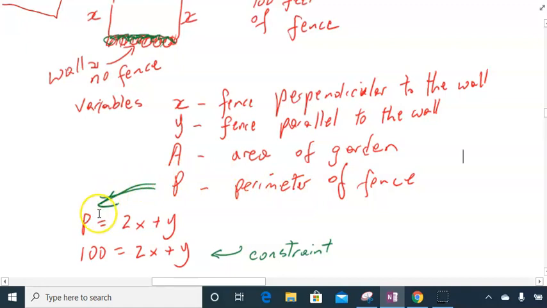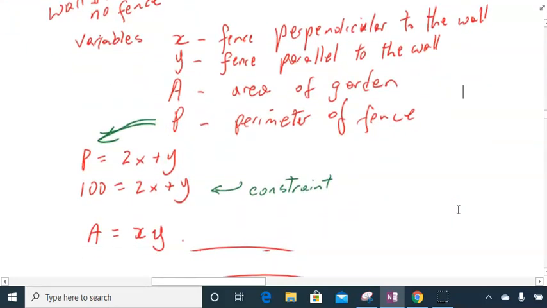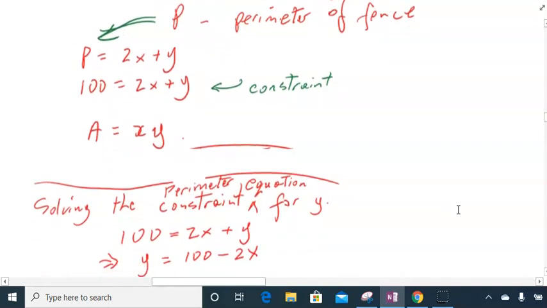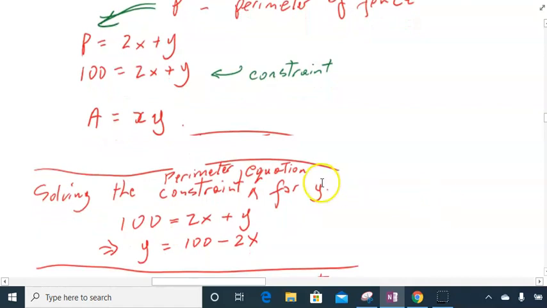So it's okay if you just had written this as 100 equals 2x plus y without identifying a variable P. That's fine if you do that. But for this problem, I have put in the P to be equal to 2x plus y, and then replaced it with 100 pretty quickly. That is your constraint. Now, our area is equal to x times y, and so we're trying to solve the perimeter equation for y, and then plug that into the area.